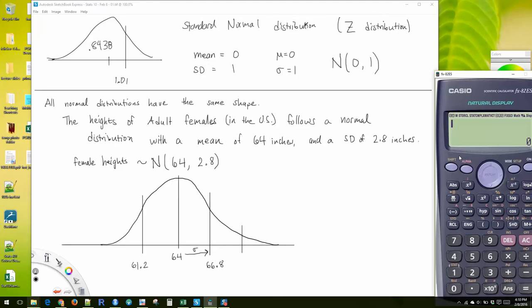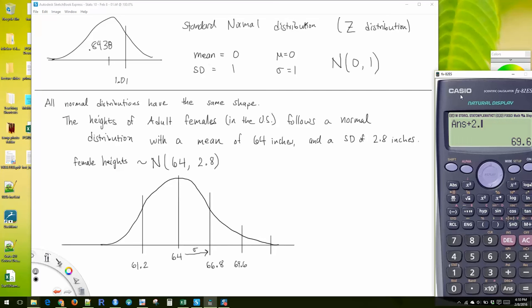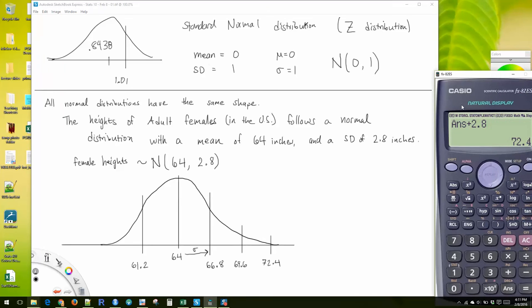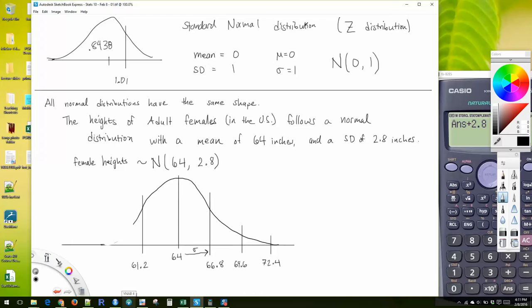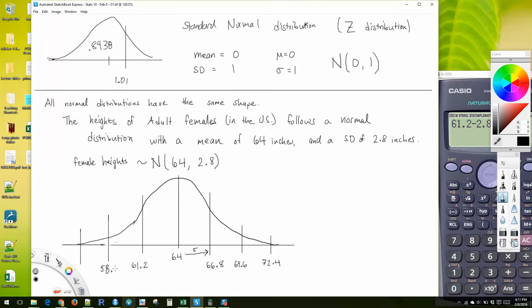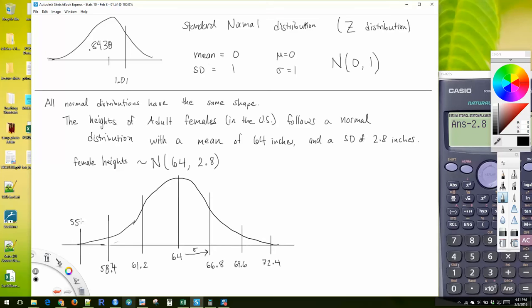And now I need the calculator. 66.8 plus 2.8 takes me to 69.6. And if I go out a third standard deviation, plus 2.8, that takes me to 72.4. Going in the opposite direction, which I'm recognizing is even more poorly drawn than it should be, 61.2 minus 2.8 is 58.4. And if I subtract 2.8 off of that, I go down to 55.6.